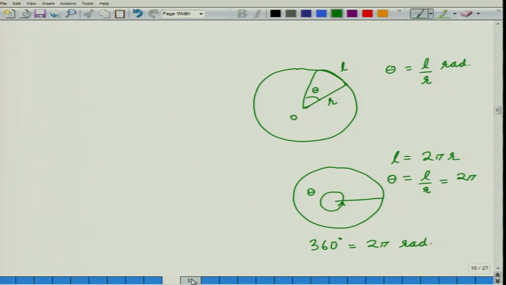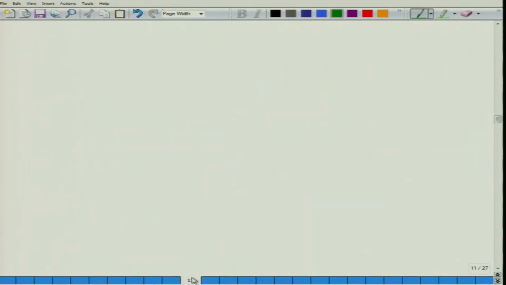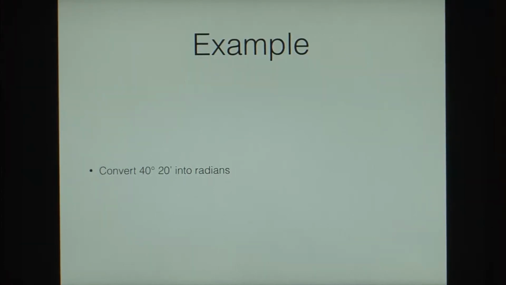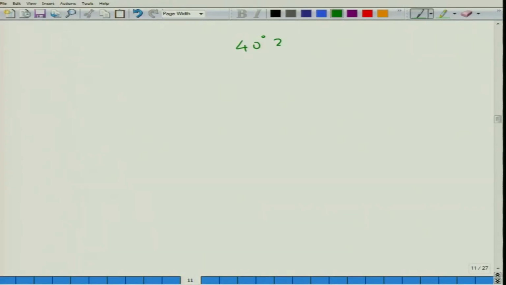So, let us now consider an example. Convert 40 degrees 20 minutes into radians. I will give you some time to think about it. How do we convert 40 degrees and 20 minutes into radians? So, now let us look at how we do this conversion.